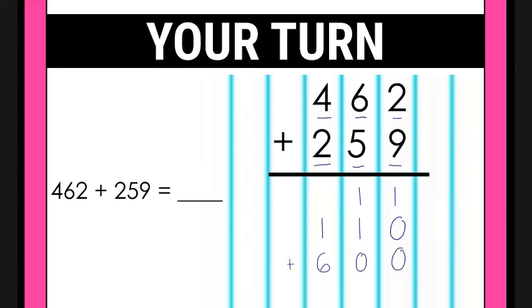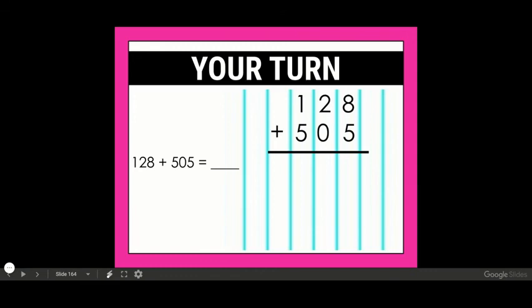Okay, now that I have all my partial sums written down, I'm going to add them together. Go ahead and add yours first, and let's see if we get the same answer. I got a 1 in the ones, a 2 in the tens, and a 7 in the hundreds. So 462 plus 259 equals 721.